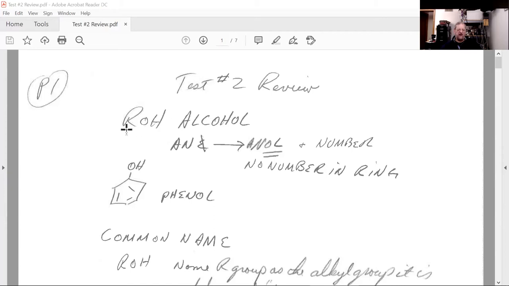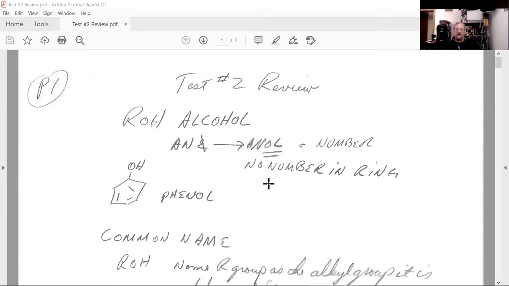ROH, hydroxy group on a carbon, alcohol. How do you name them? Drop the E at the end of the name of the alkane that has the longest chain with the carbon with the hydroxyl group, replace it with an OL. If it's acyclic, not in a ring, you need a number, what carbon that hydroxyl group is on. And that should always be the highest priority, lowest number. Remember, you only number chains from the ends. Now, in a ring, no number, because that's the only functional group, which it will be in my class. It's always number one.